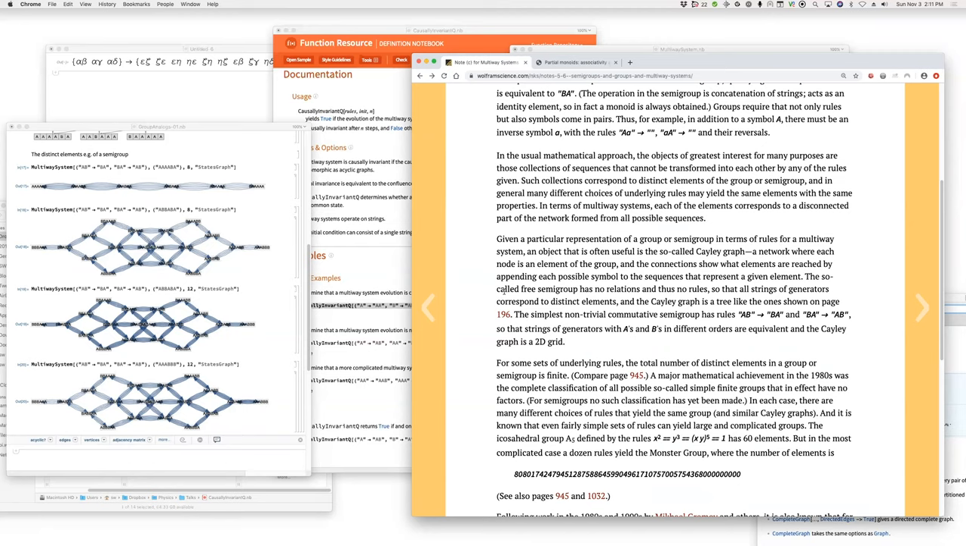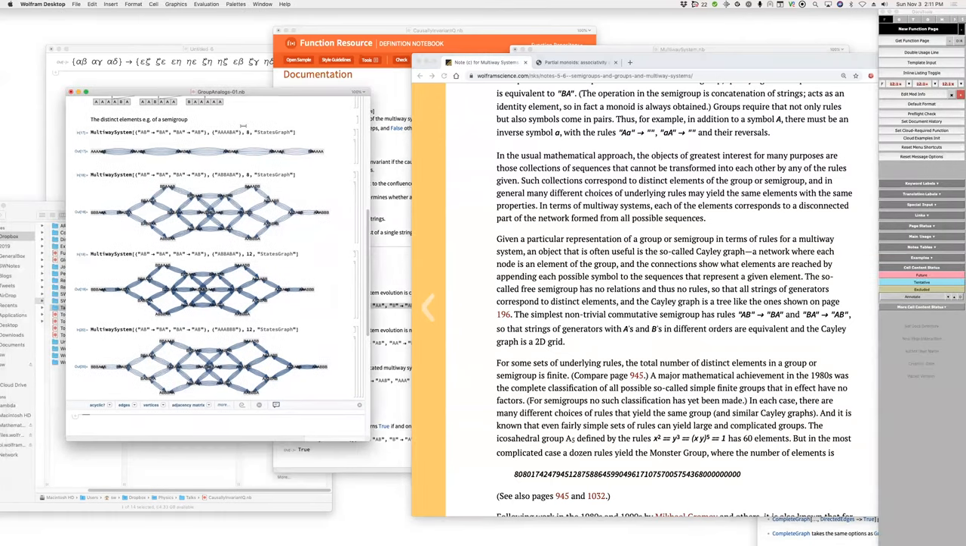And when this is claiming that strings of generators with A's and B's in different orders are equivalent, no, this isn't the same thing. This is not the same thing. No, I mean, this is the problem. So in one case, we're dealing with concatenation being the operator of the binary operation, and in the other case we're dealing with replacement being the binary operation. I think okay. So wait a minute.